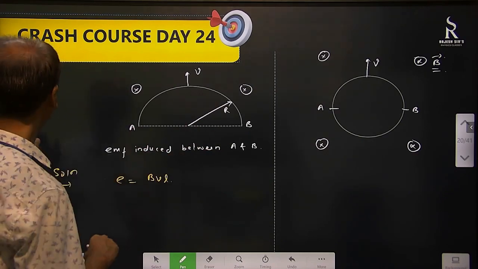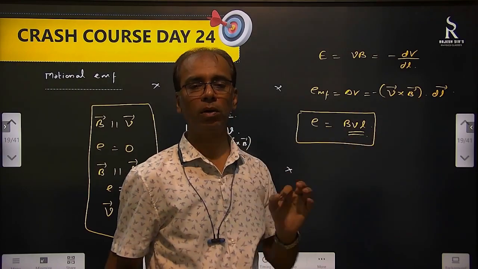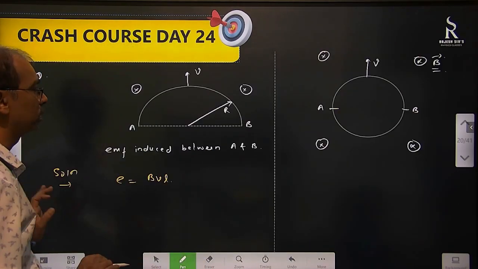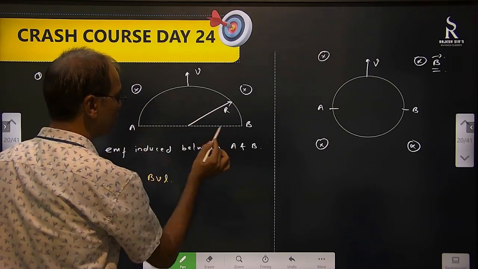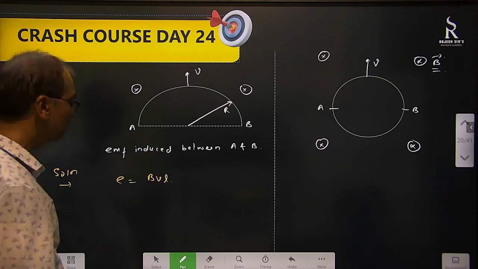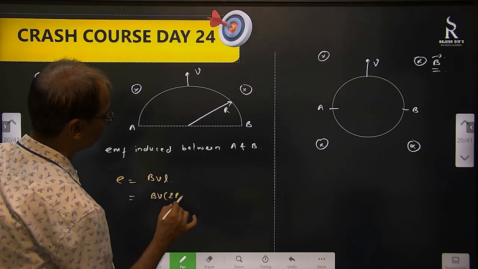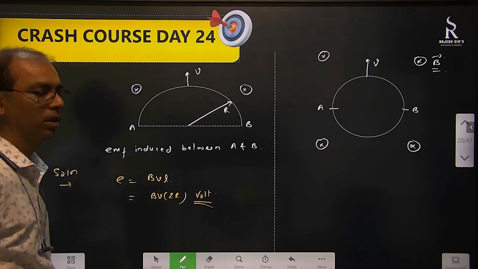What is effective length? Is it a vector over here? Yes, it's a vector. So vector always means displacement. It's always the displacement vector. So we are not going to take this pi r. I am going to take it as 2r. So EMF here is going to be VB into 2r. That's all. Finished. VB into 2r volt.